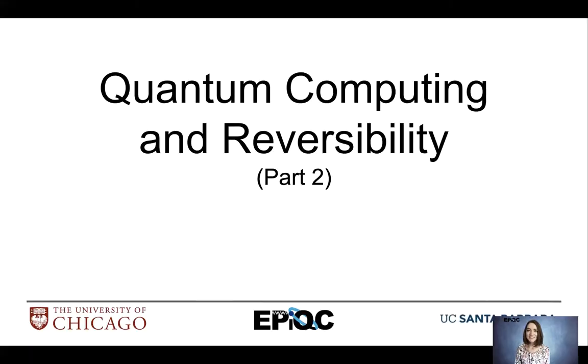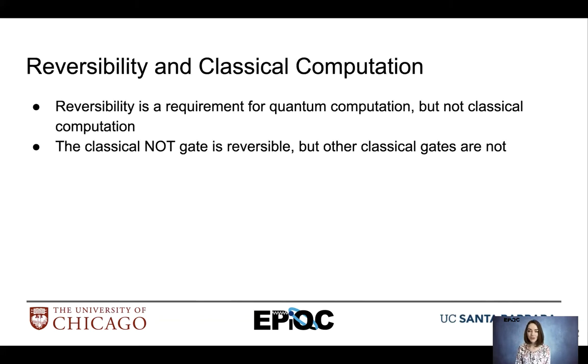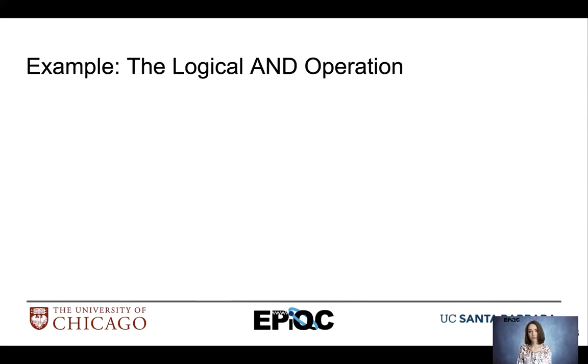In this video, we're going to continue to learn about the concepts that we introduced in the first half of the quantum computing and reversibility lecture. So we learned that quantum computing must be reversible, but that's not the case with classical computation. In some cases, we have reversible operations, such as with the classical NOT gate, but other classical gates are not reversible. So we're going to introduce a building block of classical logic, and that is the AND gate.